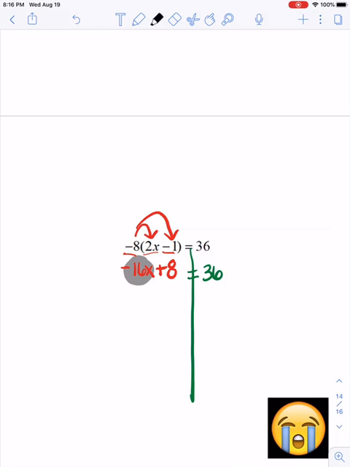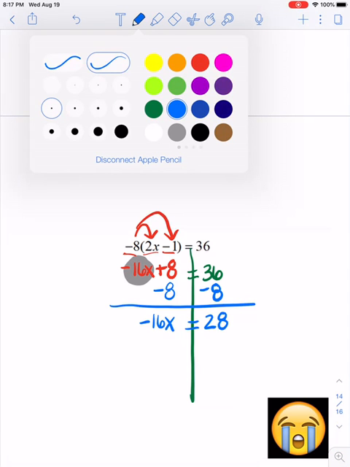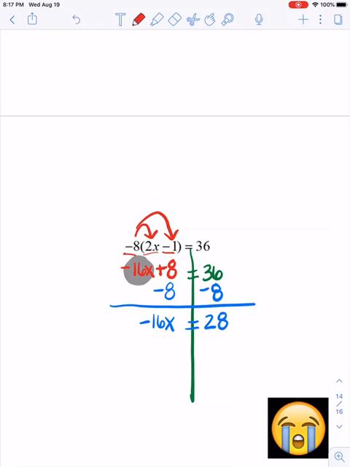Again, I'm not going to deal with what's with my variable first. I'm going to deal with that last in order to do PEMDAS backwards. So I'm going to go ahead and undo the adding 8 by subtracting 8. So that gives me a negative 16x is equal to, looks like 28. So from here, I go ahead and solve for x. So I need to undo multiplying by negative 16. So I go ahead and divide by negative 16.